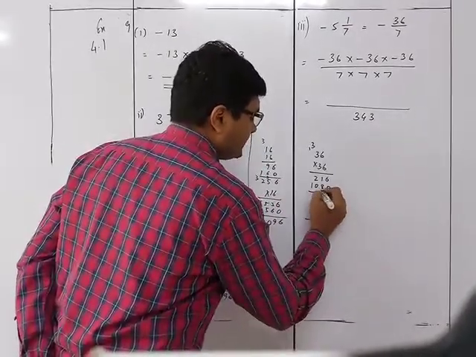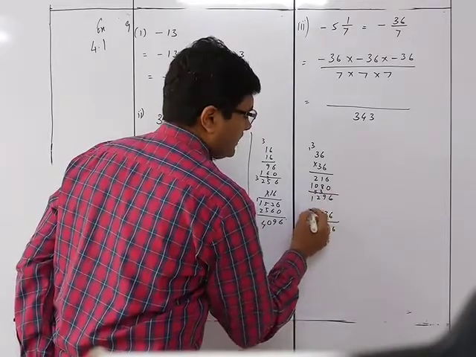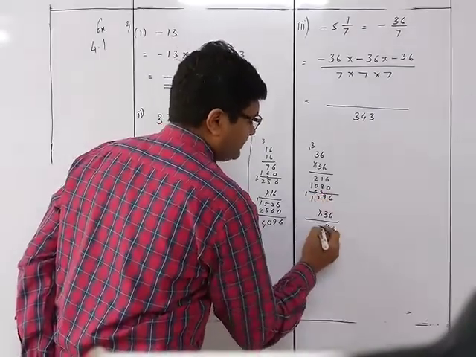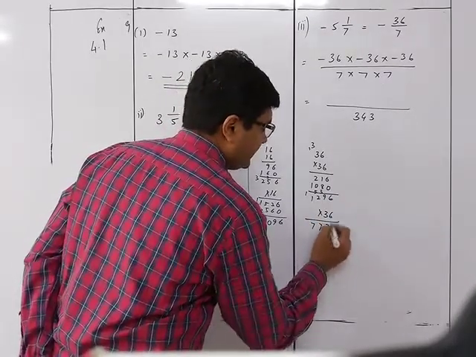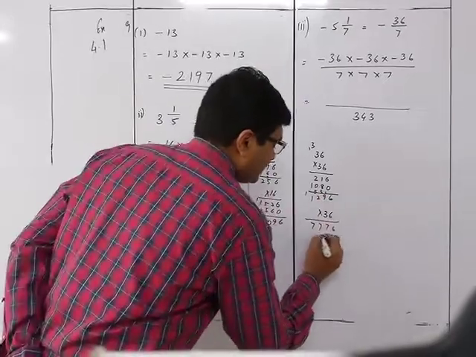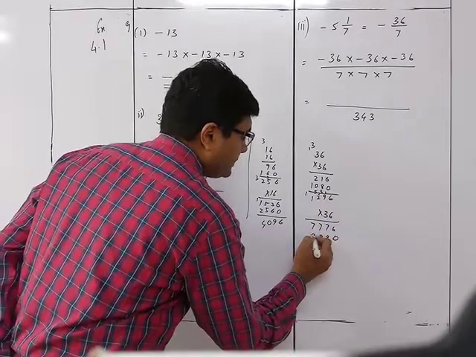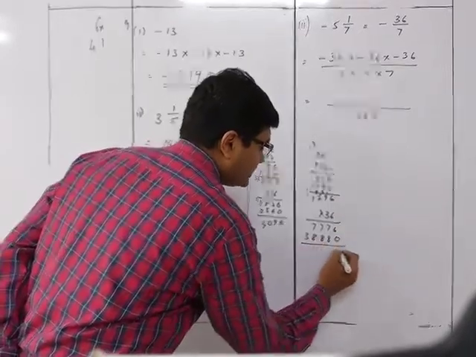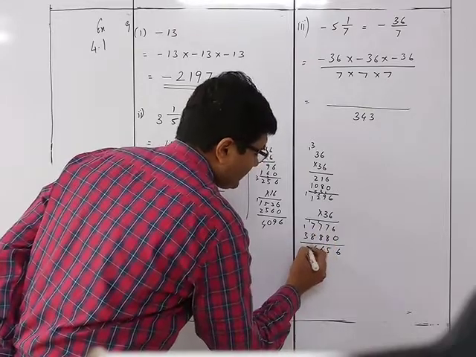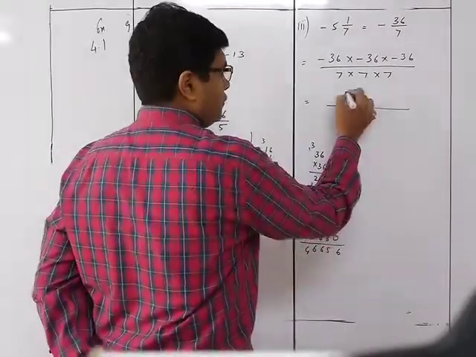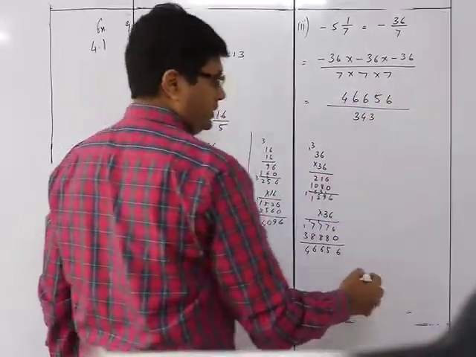So 6 6s are 36, 6 9s are 54, 57, 12, and 5 is 17, 6, 7, then 0, 6 3s are 18, 27, 28, 2, then 12, 6 plus 2, 8, and then 3. So it will be 6, 15, 16, 16, and 4. So it's 46656 upon 343.